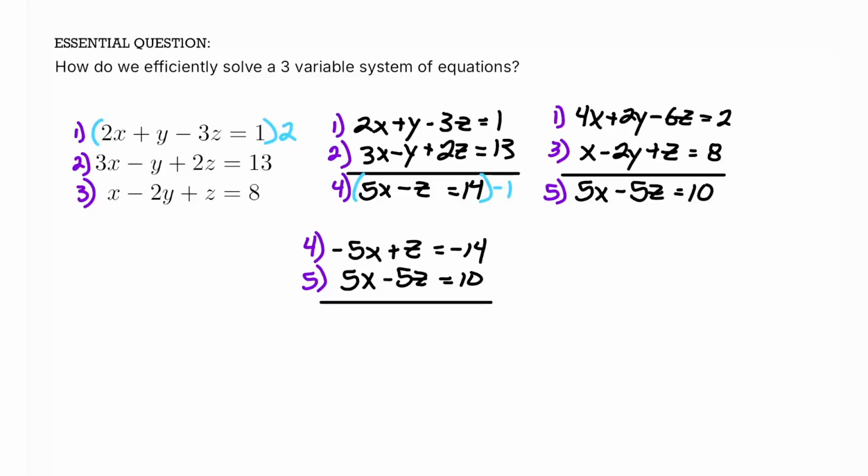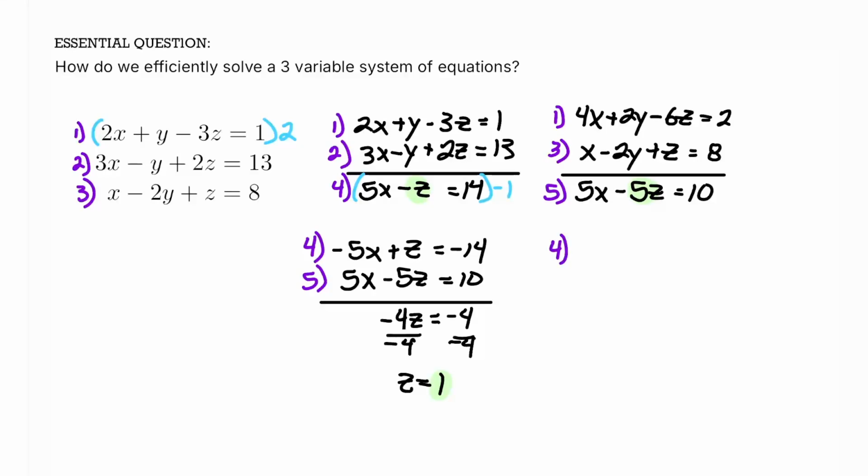Now I combine these and I can solve for my remaining variable. That gives me negative 4z equals negative 4. We divide by negative 4, and z equals negative 1. Or I'm sorry, positive 1. Watch your signs there. It's an easy place to make a mistake. So now that we have z, I can take my z and plug it in to either one of these. So I'm going to plug it into equation 4.